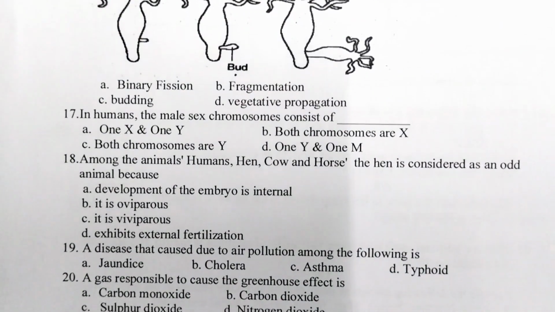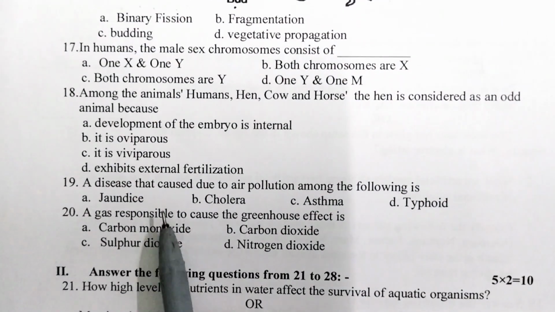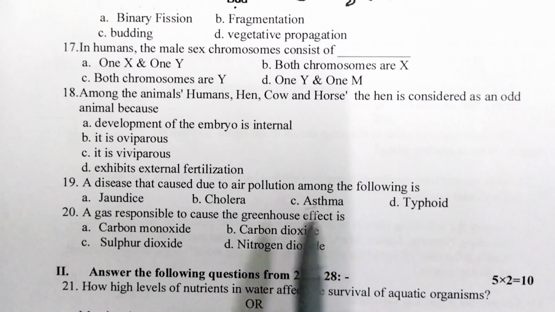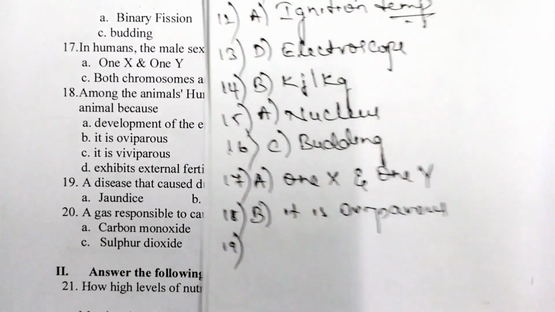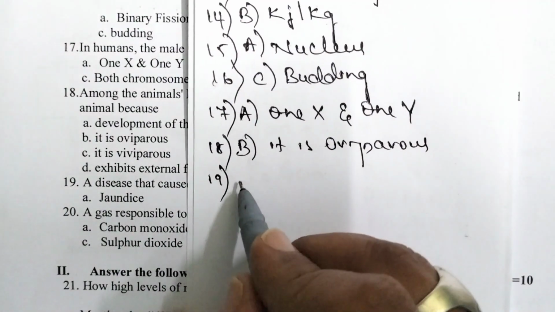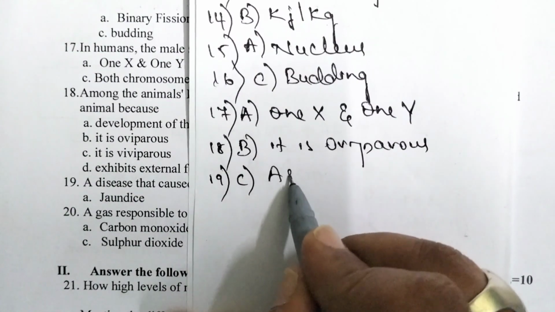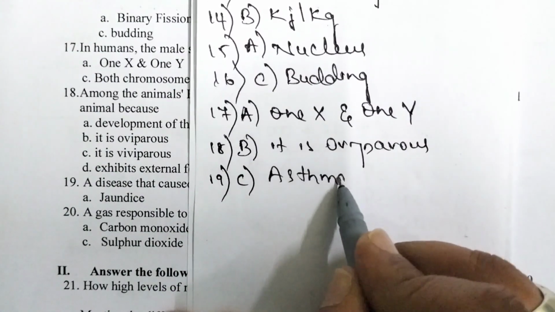Next, a disease that is caused due to air pollution among the following is option C, asthma. So asthma is the disease caused due to air pollution. So for the 19th question, the right answer is option C, asthma.